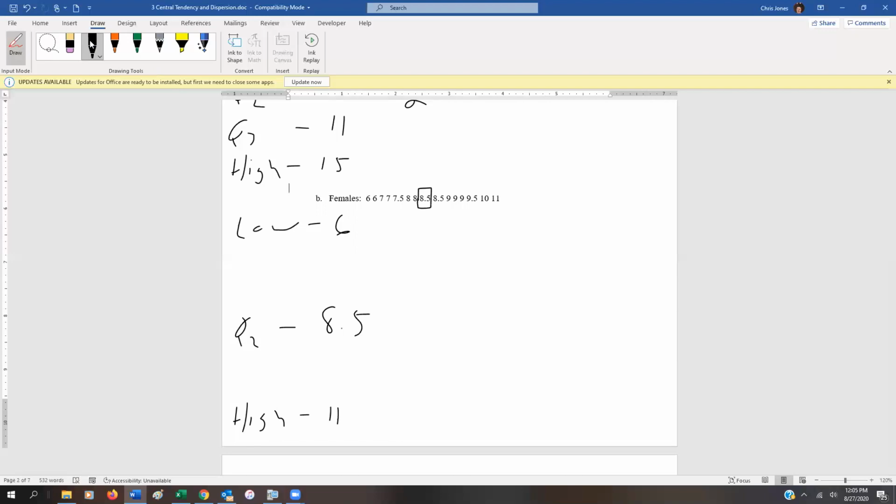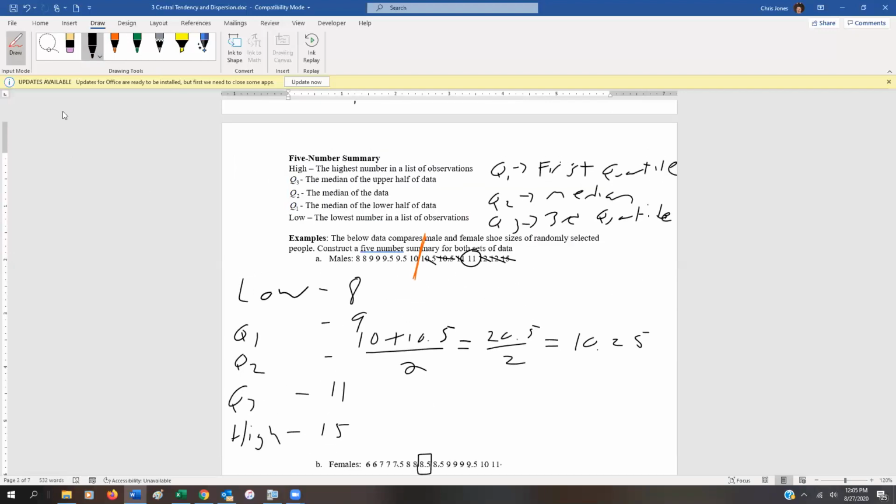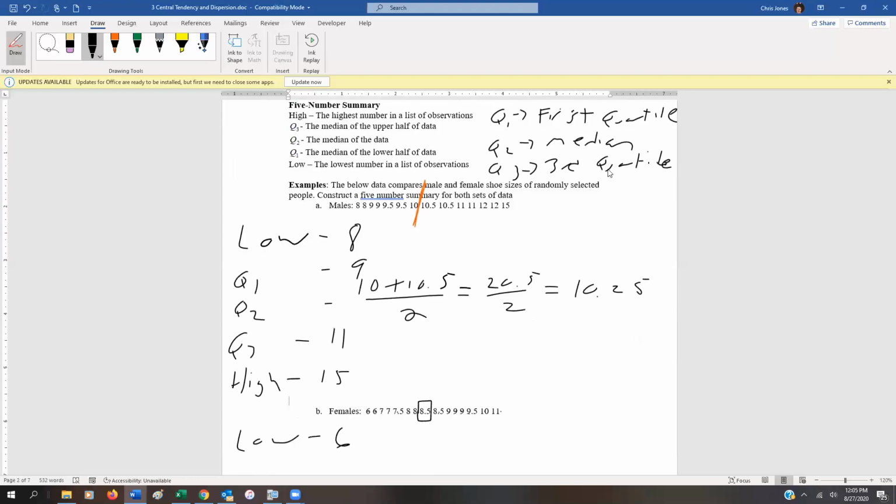And notice that there are 1, 2, 3, 4, 5, 6, 7 numbers to the left. And there are 1, 2, 3, 4, 5, 6, 7 numbers to the right of the median. If those numbers are identical, you've done it right. If they're not identical, you've done it wrong. Just to illustrate, let me go back up here. And we could do the exact same thing. There should be the same number of observations to the left of that orange line, and then to the right.